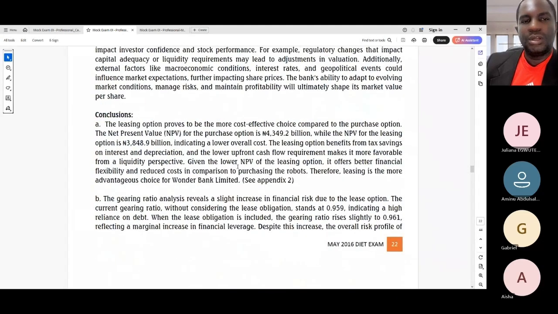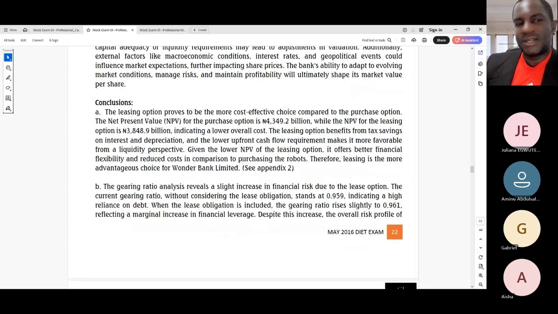The conclusion is very important. You must conclude and recommend, without which you have slim chances of passing. So the conclusion now of our lease and buy option is that leasing proves to be more efficient based on the figures we calculated in the NPV. Purchase is 4.3 billion, while leasing is 3.8, indicating lower costs. So that's what we concluded on.